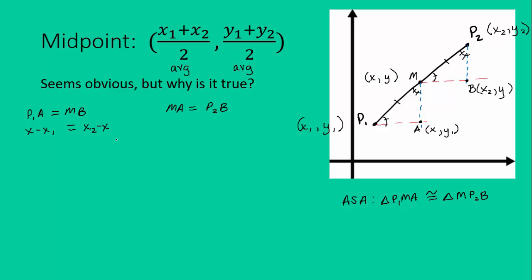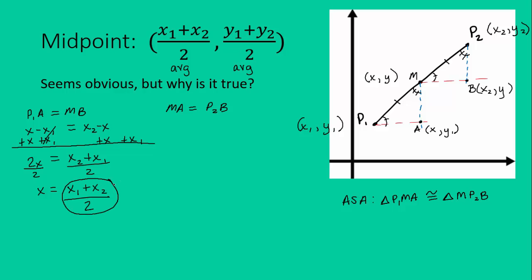Now let's solve for x, since that's the coordinate of the midpoint. I'm going to move all my x's to the left and move my x1 over to here. Okay, let's see what we've got. We've got 2x is equal to x2 plus x1. And if I divide both of those by 2, you can see that this is pretty much my midpoint formula. Let's clean it up and rearrange it. And there's the x-coordinate of the midpoint right there.